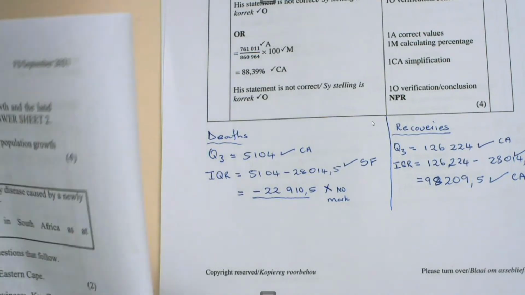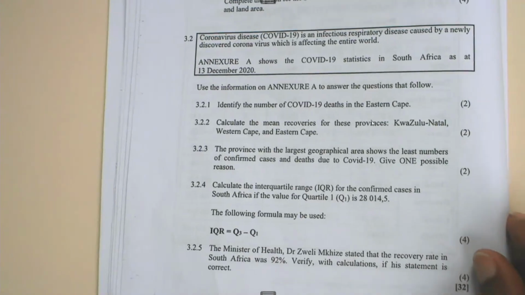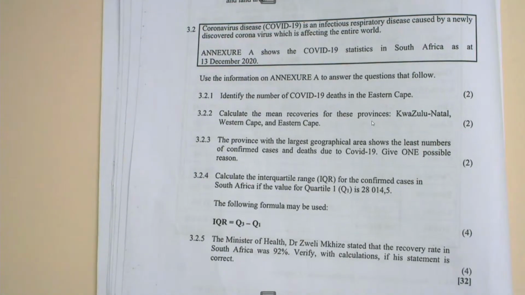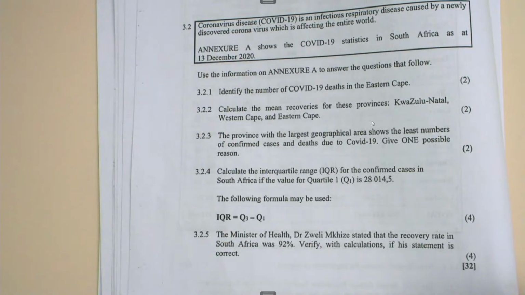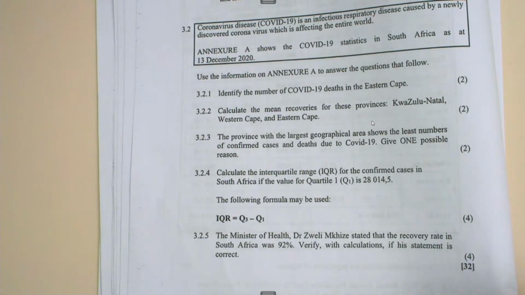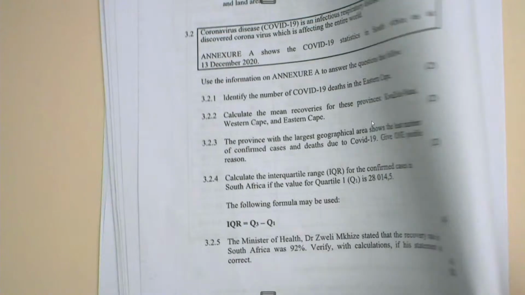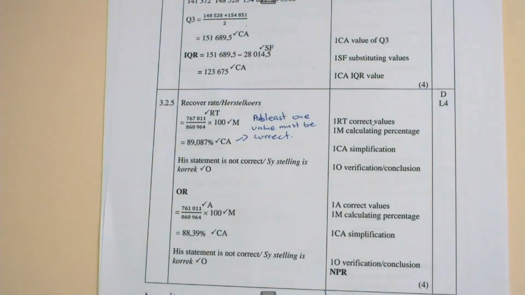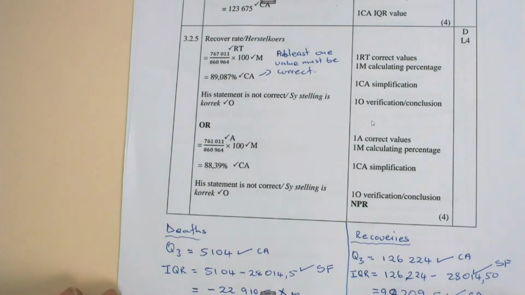Then question 3.2.4. Calculate the interquartile range for the confirmed cases in South Africa if the value for quartile 1 is 28,014.5. Then you are given the formula. So there is the answer to that.